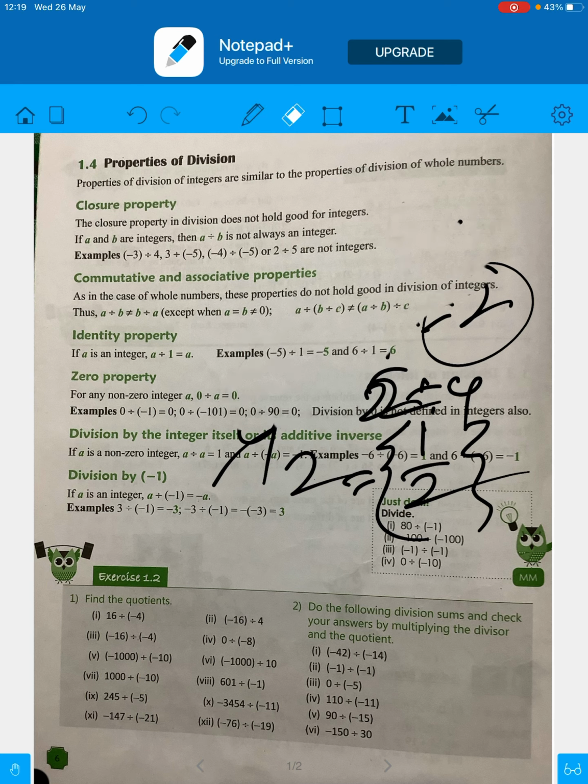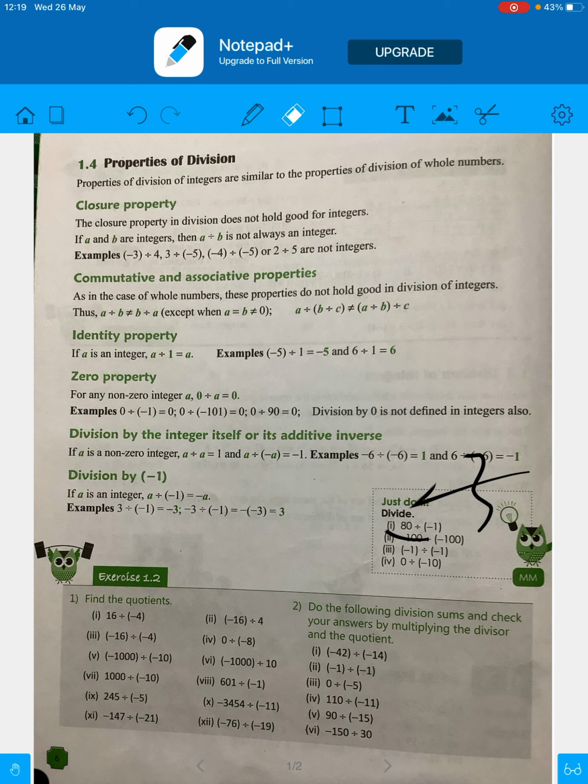Okay. So closure property doesn't hold good for integers in division. Although a and b are two integers, a divided by b is not always an integer. Keep this in mind, not always. It can be an integer, but it is not that it is always an integer. In case of multiplication, it is always an integer. Okay. Now next two are commutative and associative properties. As in case of whole numbers, these properties do not hold good in division of integers.